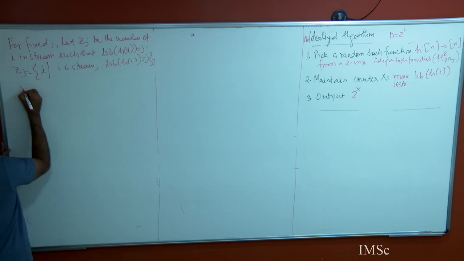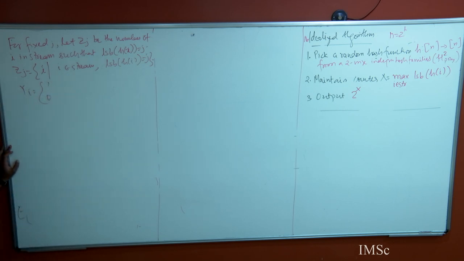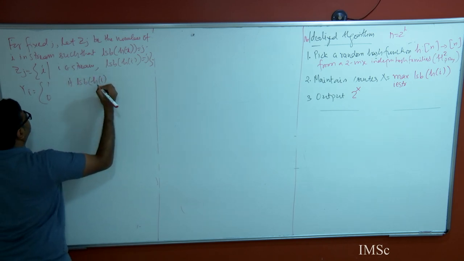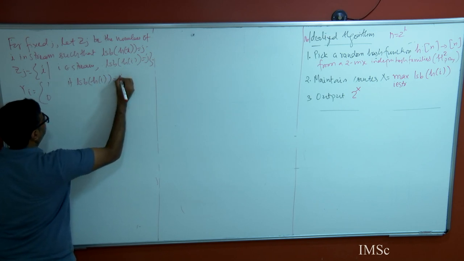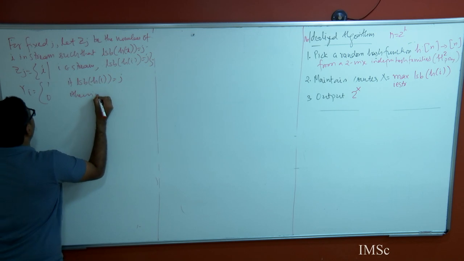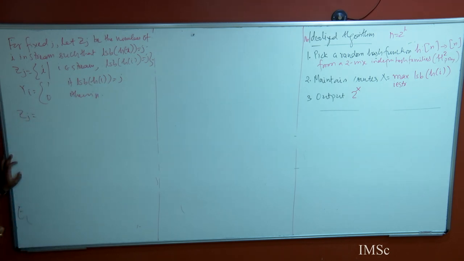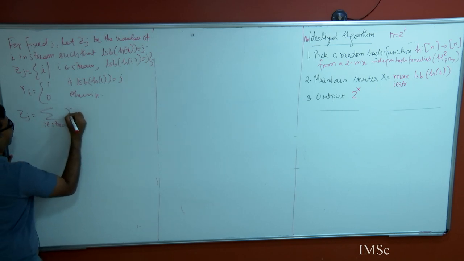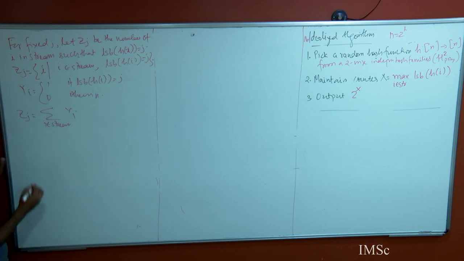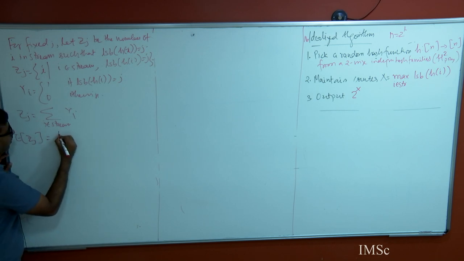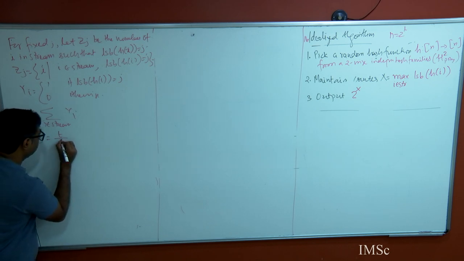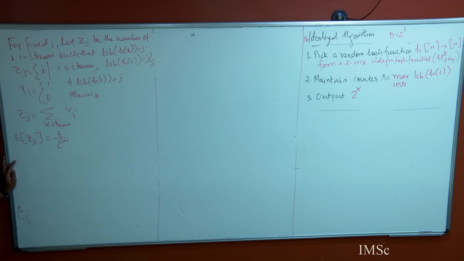And we just had random variables yi, 1 if the least significant bit of h of i is j, 0 otherwise. We saw that zj is nothing but the summation of yi over i in the stream, and by whatever argument we gave, the expectation of zj is nothing but the number of distinct elements divided by 2 to the power j plus 1, okay, right?